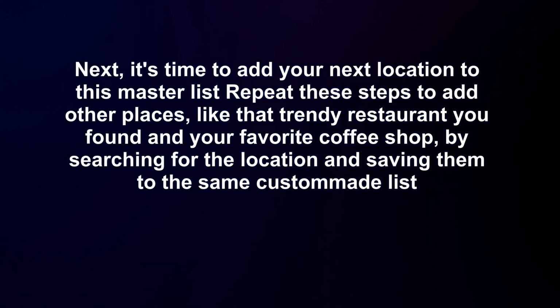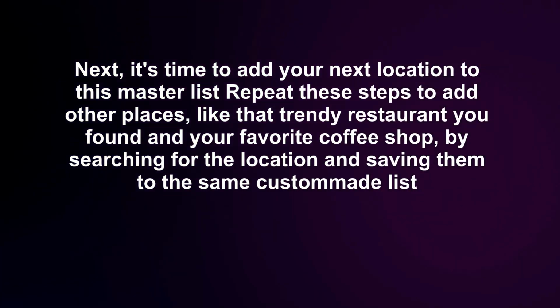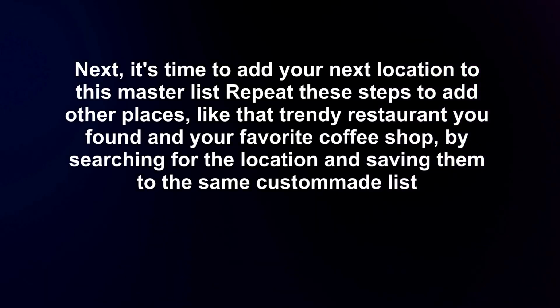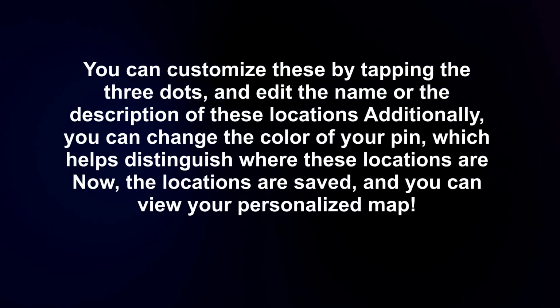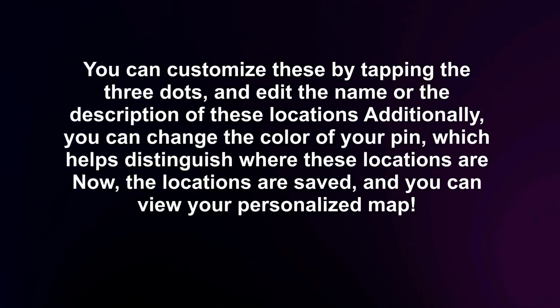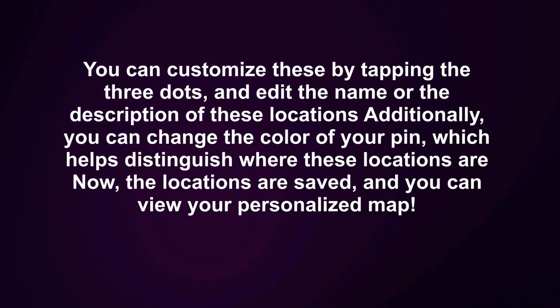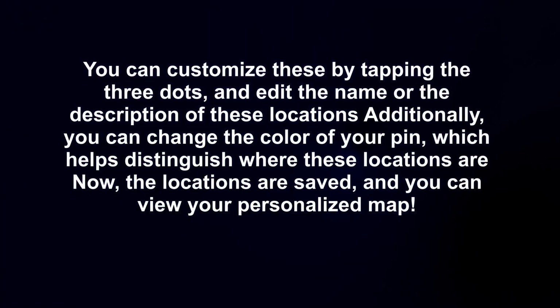Next, it's time to add your next location to this master list. Repeat these steps to add other places, like that trendy restaurant you found and your favorite coffee shop, by searching for the location and saving them to the same custom-made list. You can customize these by tapping the three dots and editing the name or the description of these locations. Additionally, you can change the color of your pin, which helps distinguish where these locations are.